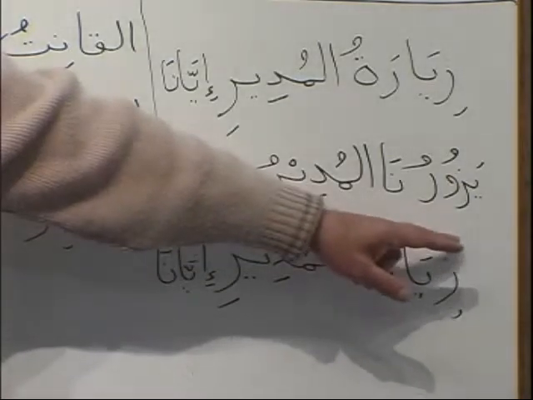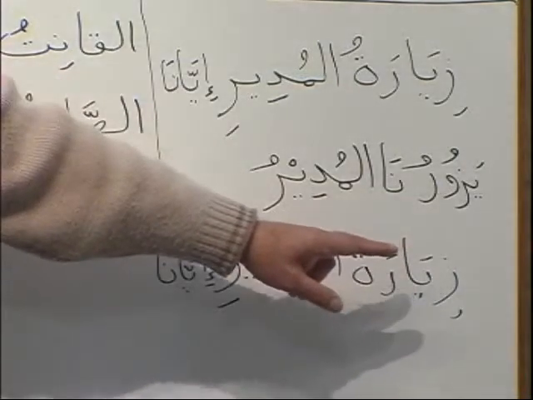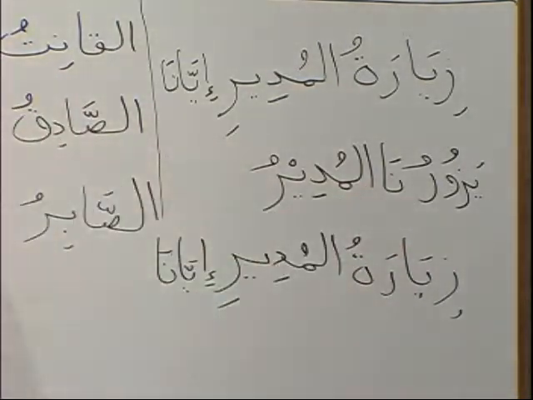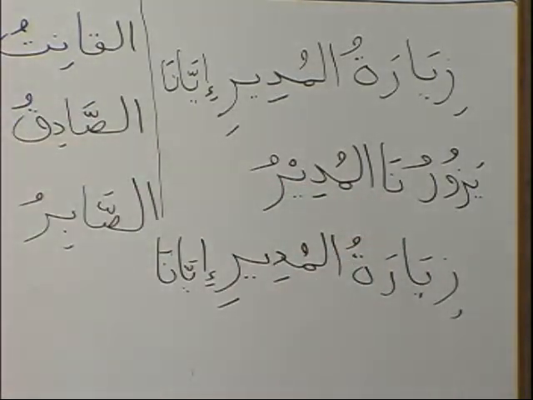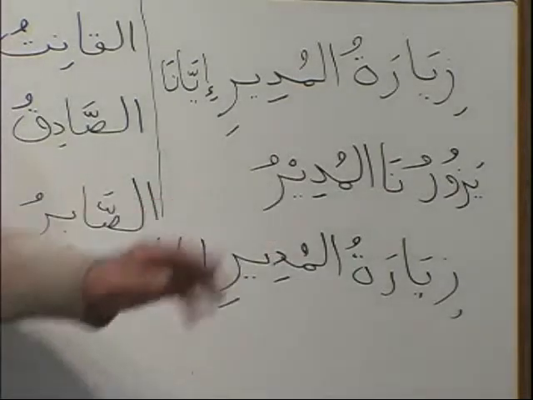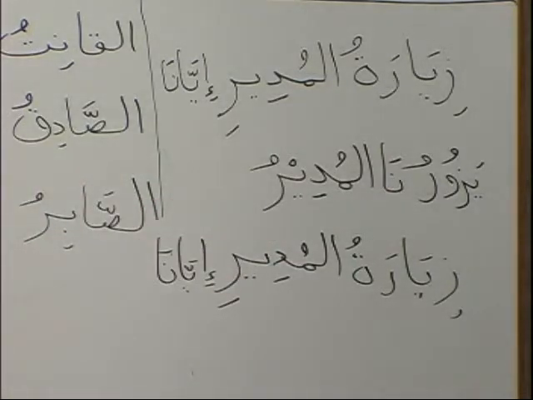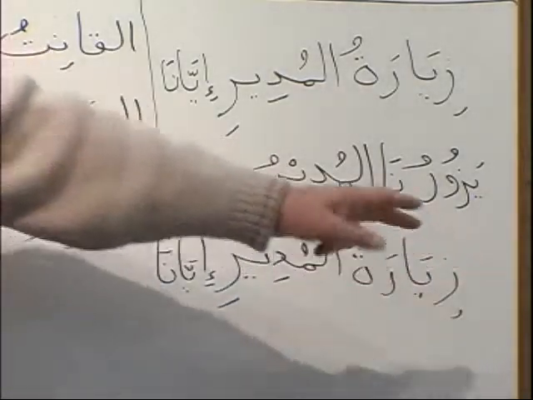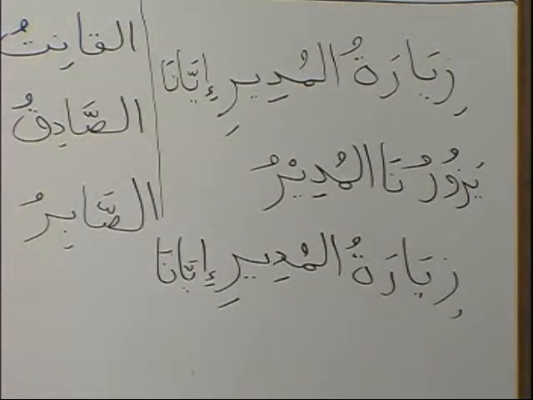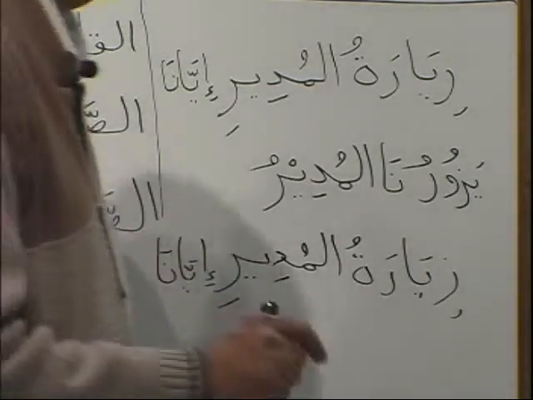Example, yazuruna al mudiru. You can also say, if you want to, yazuru al mudiru iyana, but the better will be yazuruna al-mudiru. So what is al-mudir? Fa'il. But when you change yazuru into ziyara, then it became ziyaratul mudiri, iyana. The visit of the mudir to us. Got the idea? That is the meaning of this sentence, brother.